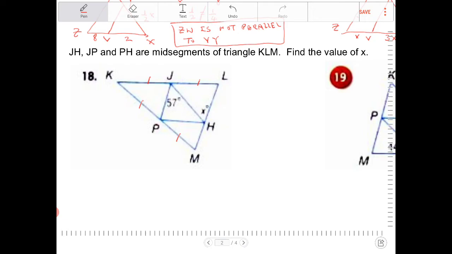So if that's the case, then these must also be congruent in that order, in that manner. And these must be congruent. They don't have to be all around the same. So 1, 2, and 3. JP and LM are going to be parallel as a result. So because of that, x will equal 57 degrees.